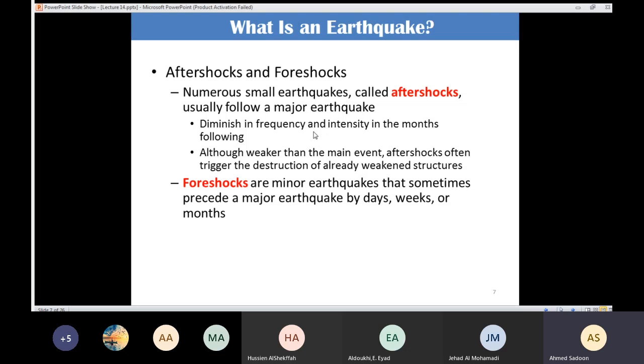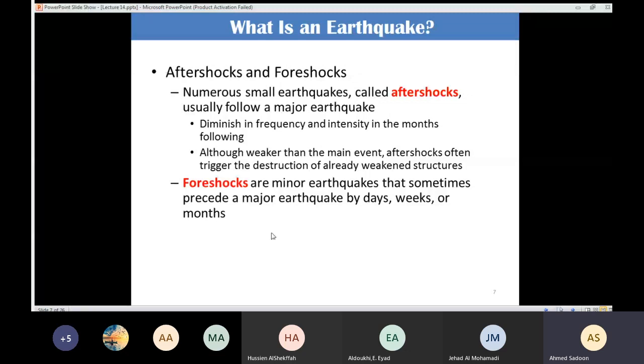The amount and the intensity of the aftershocks are going to decrease until they are eventually gone. The problem is that the aftershocks are going to destroy the weakened structures. During the major earthquake, the building is weakened, but the aftershocks are going to finish the job. They are going to trigger the destruction of an already weakened structure. That's why aftershocks are very dangerous.